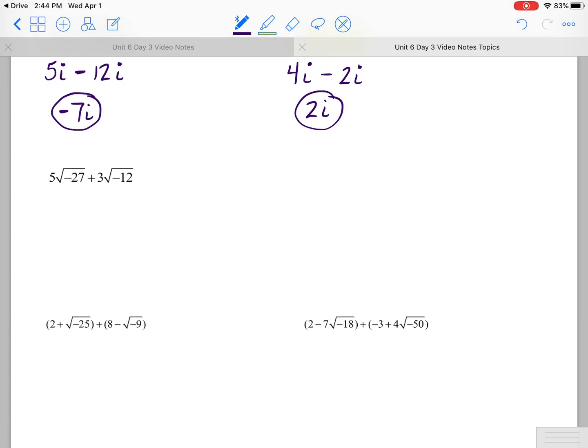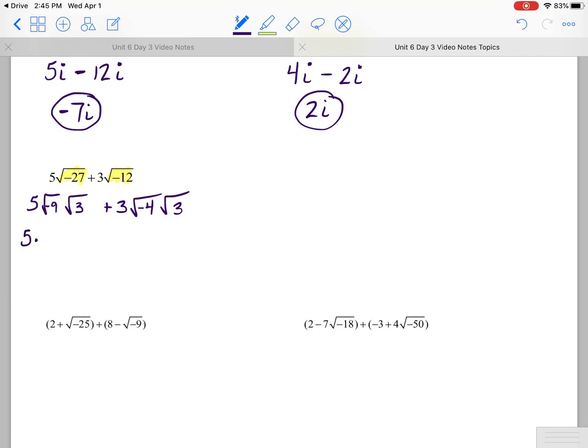All right, so this one's a little bit trickier because we don't have perfect squares. Okay. So I'm going to split this one up. So the square root of negative 27, that's not perfect. So I can split that up into a negative 9 and 3. So plus 3 square root of negative 12. So that can be negative 4 and 3.